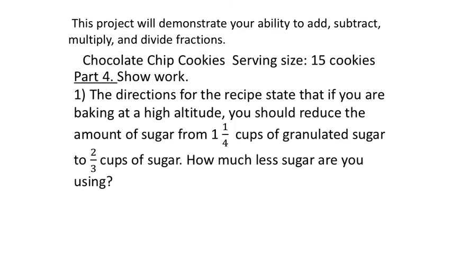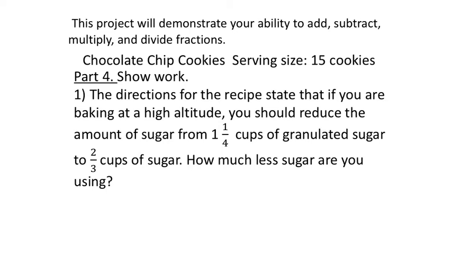The directions for the recipe state that if you are baking at a high altitude, you should reduce the amount of sugar from 1 1/4 cups of granulated sugar to 2/3 cups of sugar. How much less sugar are you using? Well, how much less would indicate that we're going to have to use some subtraction on this. Because we're going from a high value down to a low value, and the difference between those two will be how much less sugar is being used.